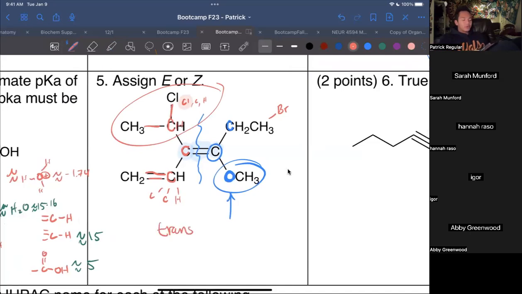But it's not asking for cis or trans. It's asking for E or Z. We know that trans is going to be E. Let me just make a little pretty box. There you go, E.